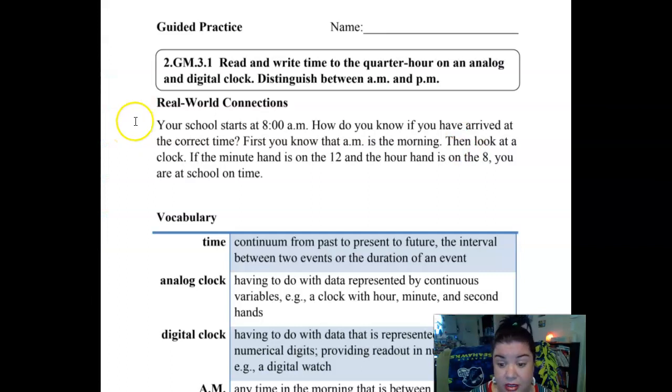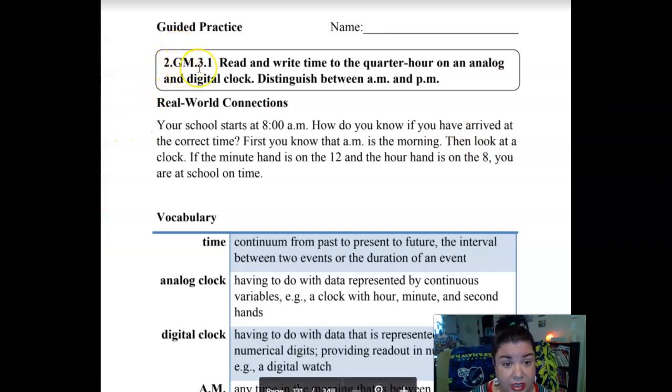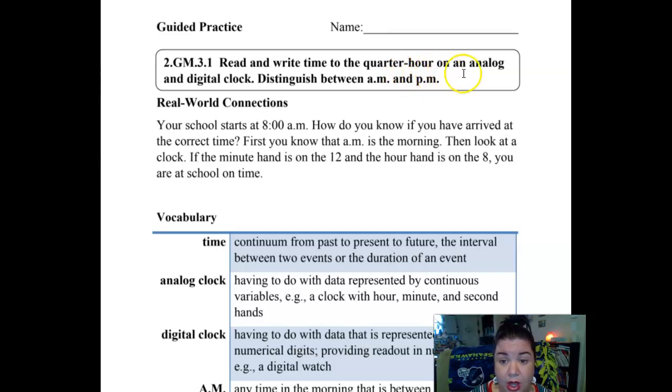So our standard today is 2GM.3.1. It says that we're going to read and write time to the quarter hour on an analog and digital clock, and that we're going to distinguish between AM and PM. There's some big words in there, huh? So we're going to learn what quarter hour means.